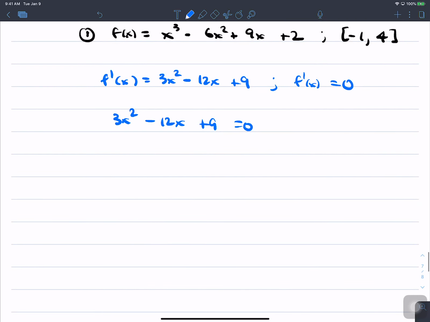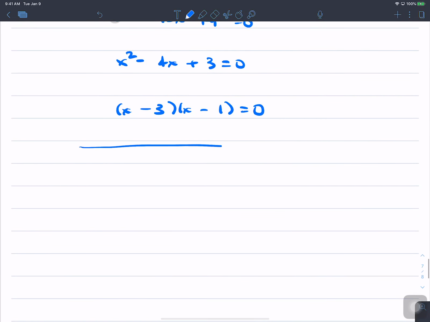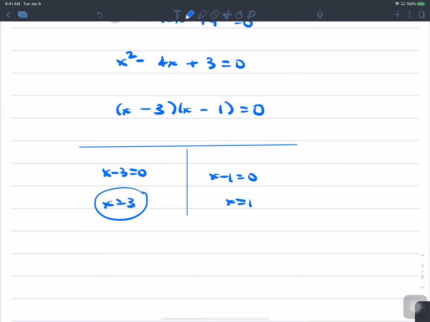You can factor out a 3 or divide both sides by 3. And you get x squared minus 4x plus 3 equals 0, because you divided both sides by this number 3 here. And now you can factor. I love factoring, because you get to solve a quadratic by factoring. And so you get x minus 3 is 0, and x minus 1 is 0, which means x is 3 and x is 1. You solve those equations.